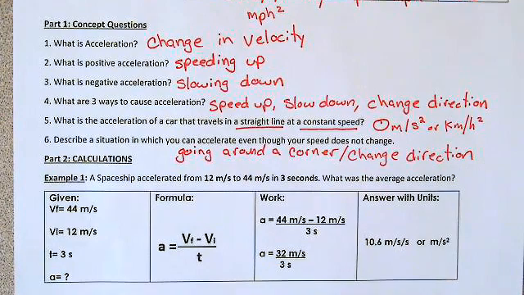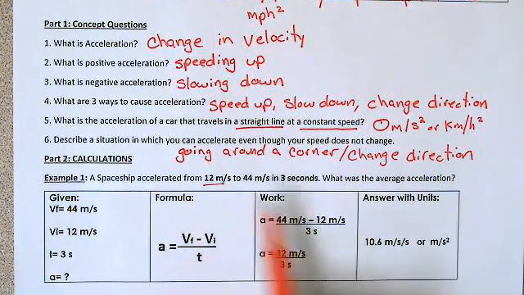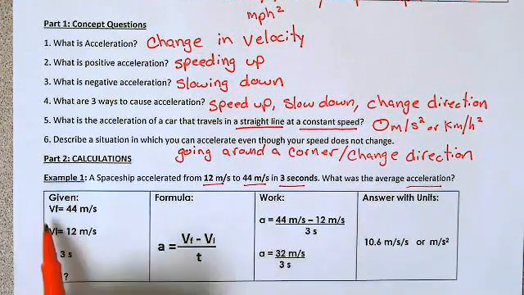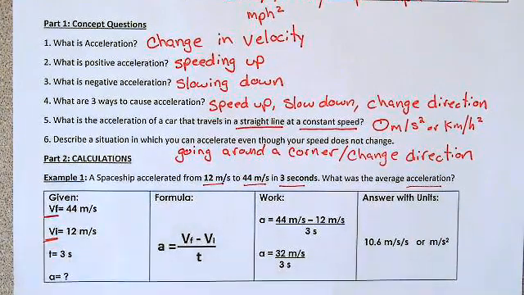Okay, let's look at our example here. It says a spaceship accelerated from 12 meters per second to 44 meters per second in 3 seconds. What was the average acceleration? So the trickiest part of these problems is figuring out which is the final velocity and which is the initial velocity. Because if you get these backwards, you're going to get the same number, but the positive or the negative value is going to be different, which means you're either going to be accelerating or you're going to be decelerating, which makes a big difference for our answer.